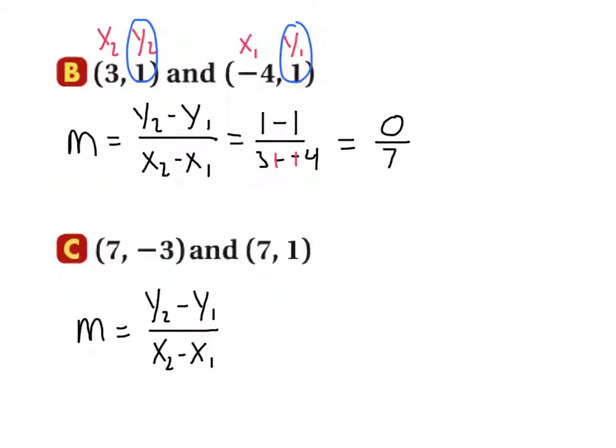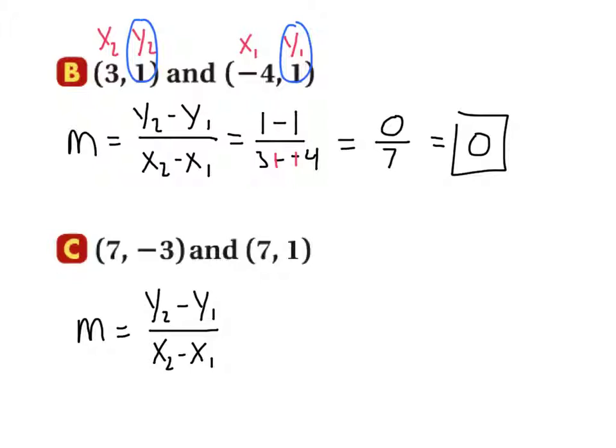Do I leave my answer like that? Is that reduced? No, it is not. What's 0 divided by 7? 0. So my slope is 0. Okay?